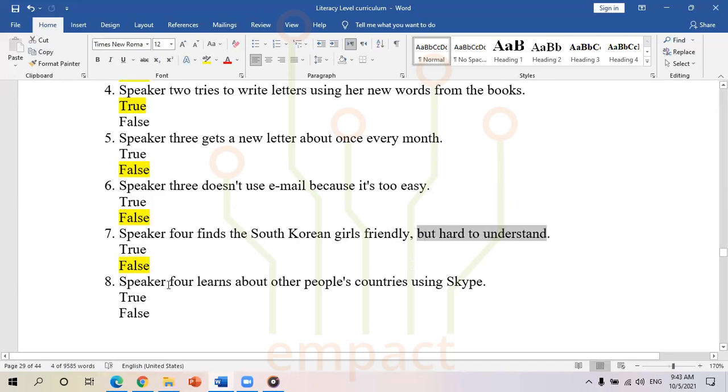Number 8 is Speaker 4 learns about other people's countries using Skype. Is that true? True, yes. Because she said, I am a member of a Skype group and I'm talking with many people in different countries who are using Skype, isn't it? Yes. Do you have any idea about this Skype? It's like Zoom. Almost like Zoom.